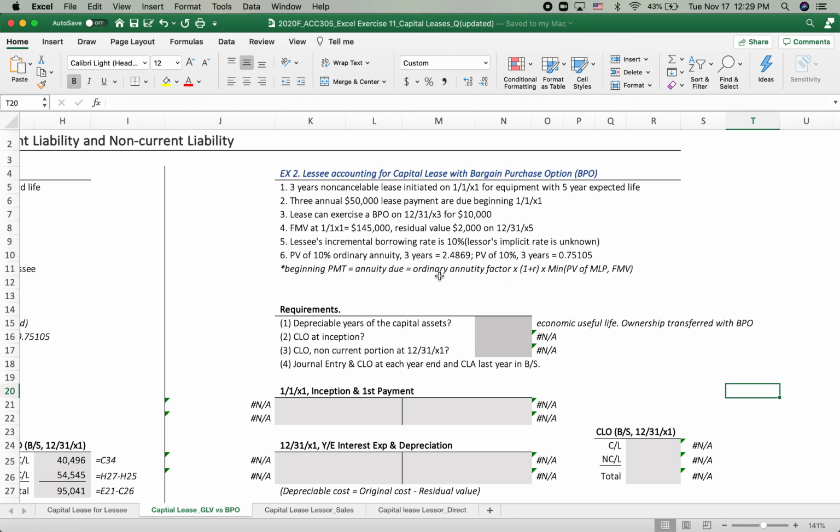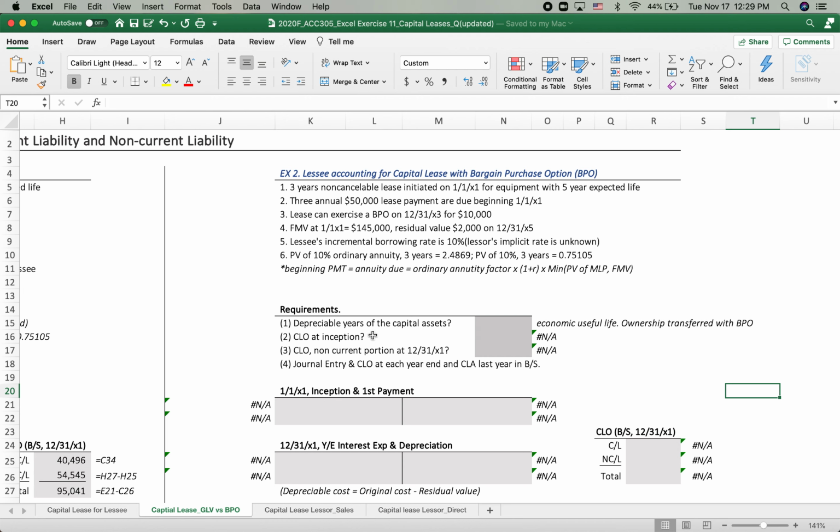Why? Because by multiplying by 1 plus the discount rate, we can take all the payments in the future back into the current time by 1 year. That makes the ordinary annuity into the annuity due. So when we use this 3.4869 times 1 plus 10%, it will convert this ordinary annuity factor to the annuity due factor.